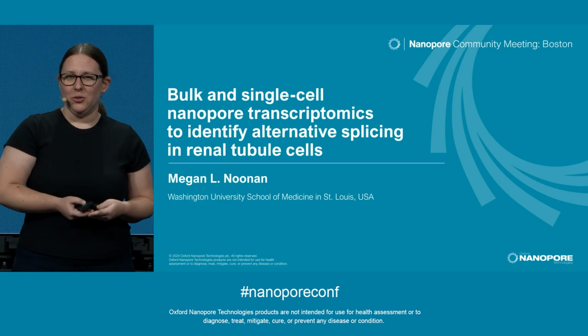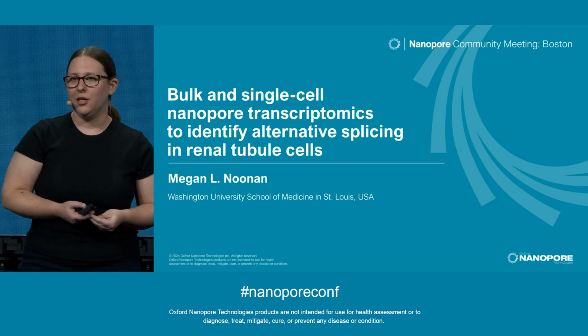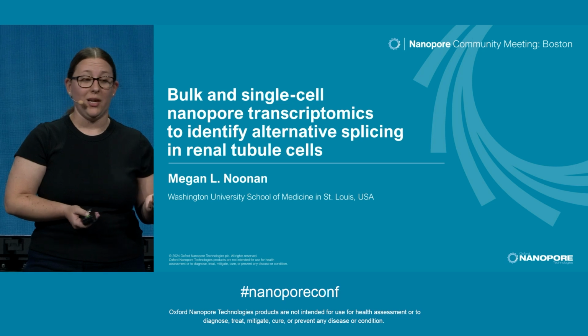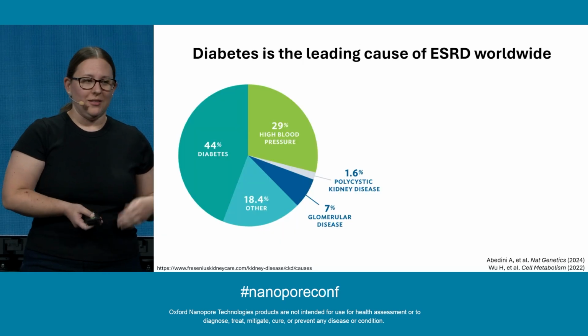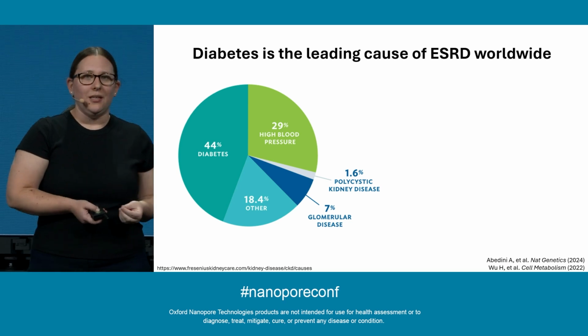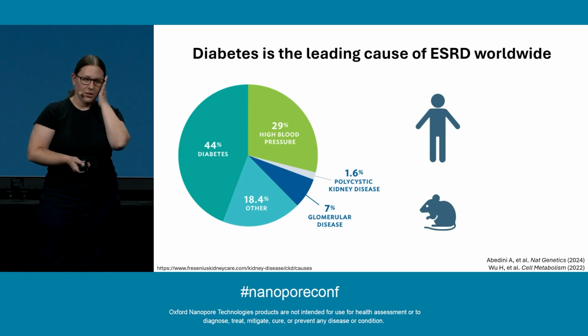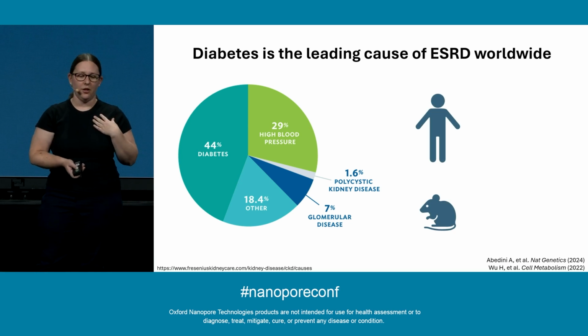So the aim of our group is really to understand the molecular mechanisms that drive kidney disease, and in particular, I'm interested in what drives diabetic kidney disease, because diabetes is the leading cause of end-stage renal disease worldwide. And currently, the therapies that are used to treat the progression of this are lacking. And so there's a need to discover novel mechanisms to create new therapeutics to create a better outcome for these patients.